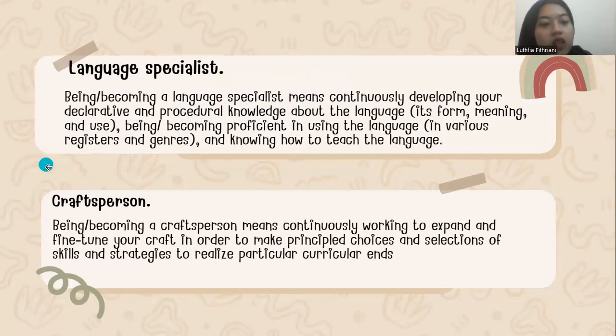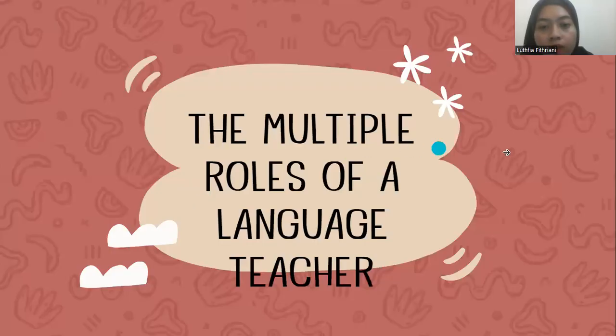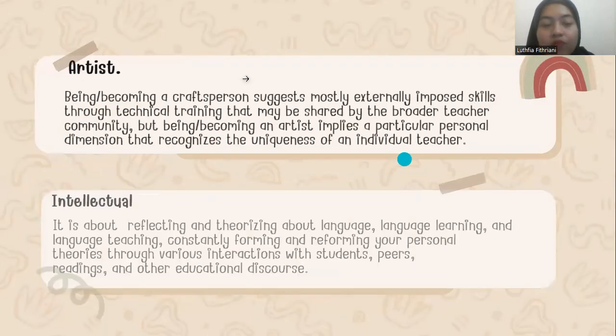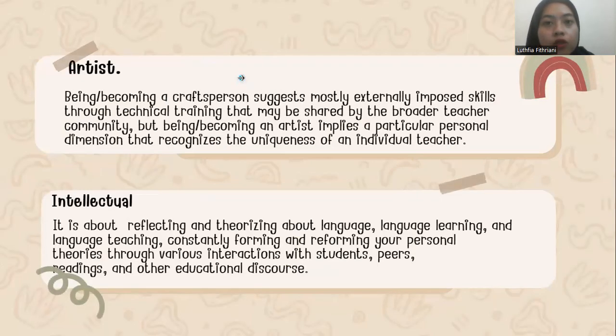The second is craft person. Becoming a craft person means continuously working to expand and fine-tune your craft in order to make principled choice and selection of skills and strategies to realize particular curricular ends. The third role of the teacher in the classroom is an artist.